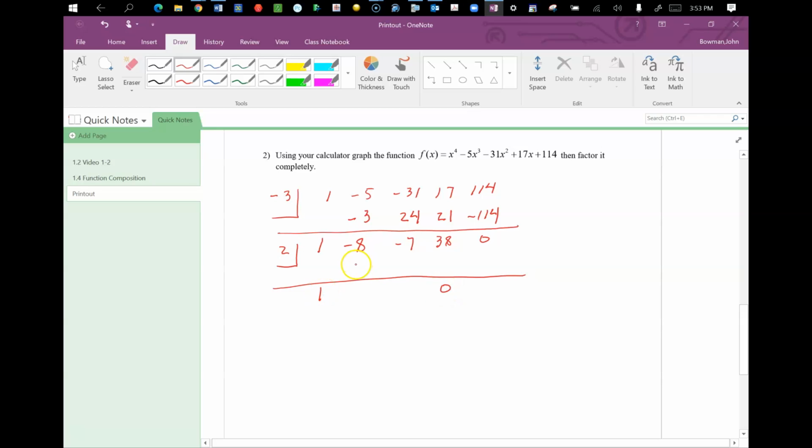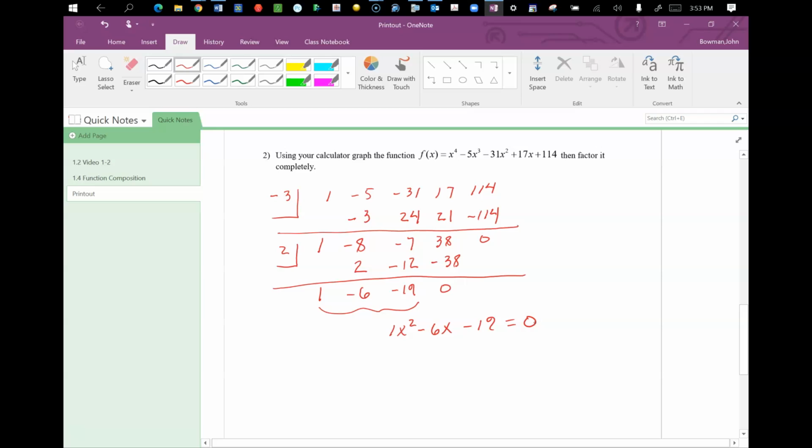1 comes down. 2 times 1 is 2. Negative 8 plus 2 is negative 6. 2 times negative 6 is negative 12. Negative 7 plus negative 12 is negative 19. 2 times negative 19 is negative 38. And now we have 0 for a remainder, which reduces the polynomial down to a second degree, and its coefficients are 1, negative 6, and 19.